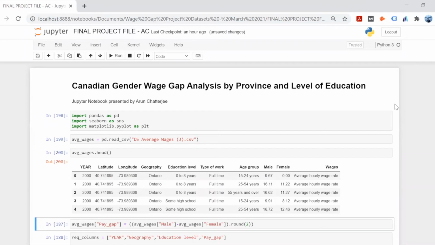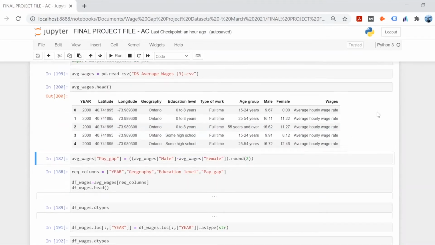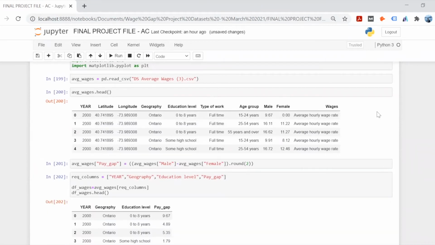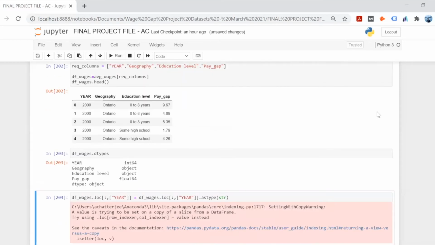There are 10 variables in the data frame: year, latitude, and longitude of the capital city of the province, education level, type of work, age group, and the average hourly wage for males and females. Next, I created a new variable called pay gap, which is the difference between the hourly wage rate of men and women. And for further analysis, I only needed 4 columns, that is year, pay gap, geography, and education level. So I created a new data frame with these columns. I converted the year variable from integer to string because I wanted it to be categorical and not numerical.